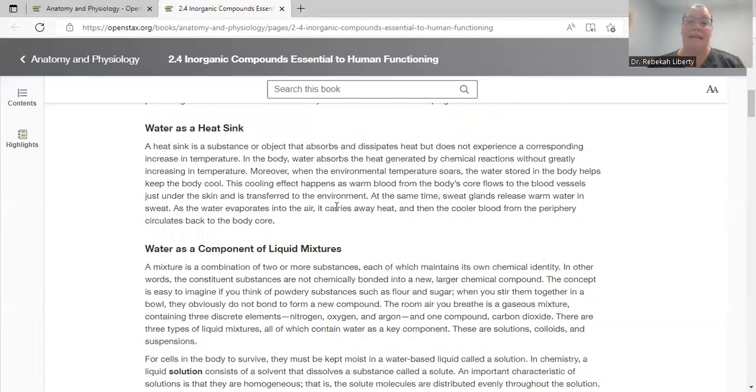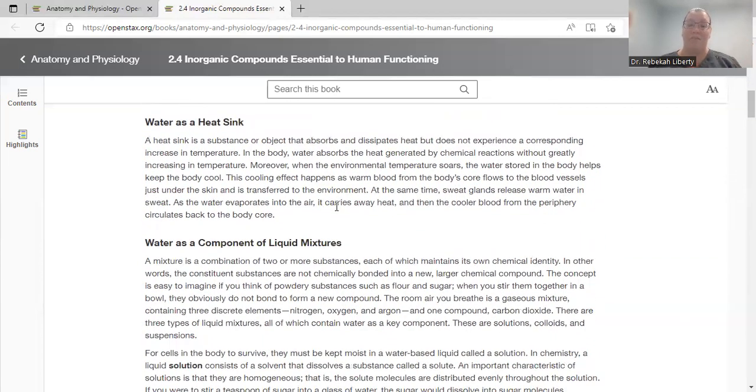Number two, water as a heat sink. This is kind of a chemistry thing, but the idea is that water does not change temperature very quickly. It can absorb heat, it can release heat, but it doesn't do it really fast. So if you go out into 120-degree air, you are not automatically going to heat up to 120 degrees. If you go out into -30-degree temperatures, you are not automatically going to lose all your heat.